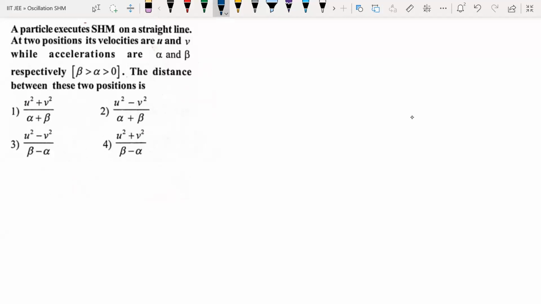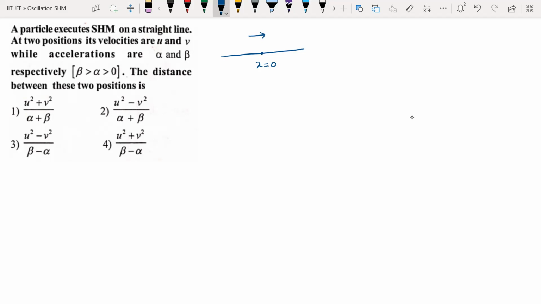So let's understand the situation by drawing a diagram. Let's say this is a straight line path on which the particle is performing SHM. This point is the mean position, x equal to 0. Now, it is given that alpha and beta are positive accelerations. Positive acceleration means the displacement should be negative. If the acceleration is in this direction, then displacement should be negative. That means it should be on the left hand side.